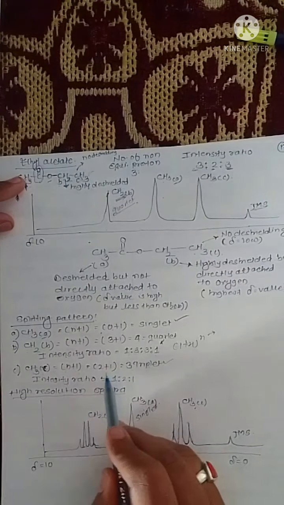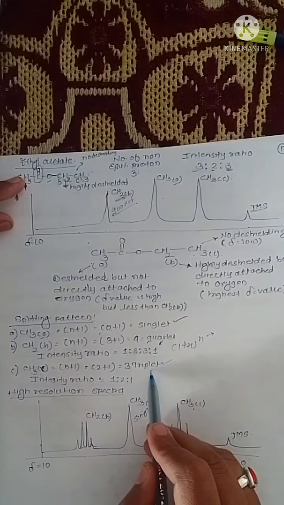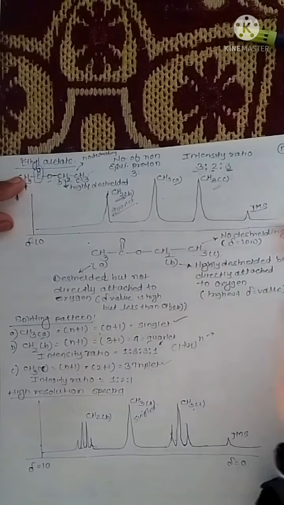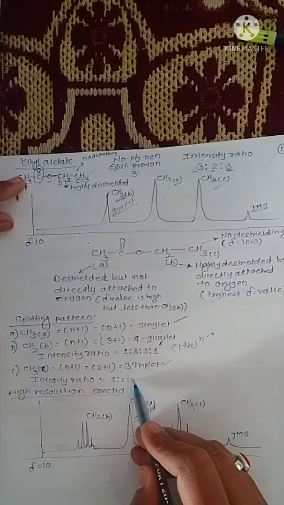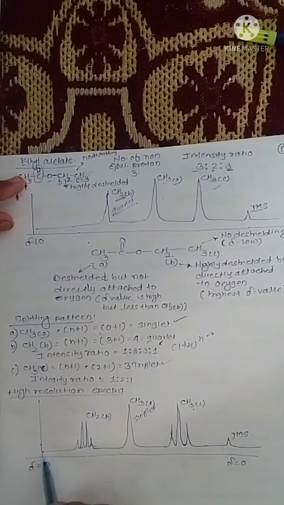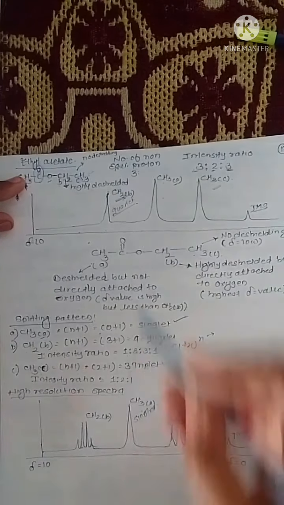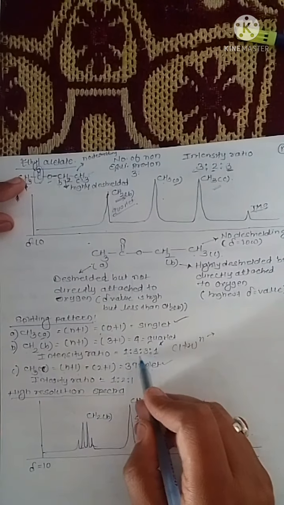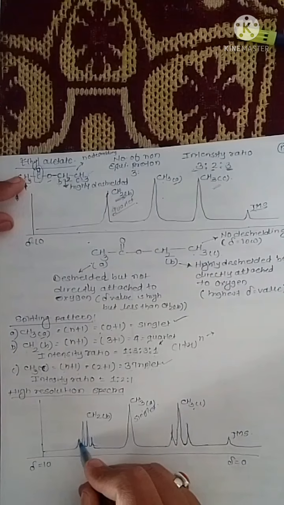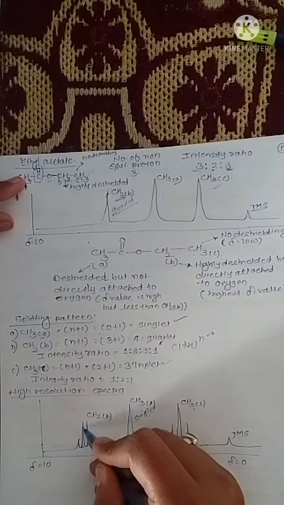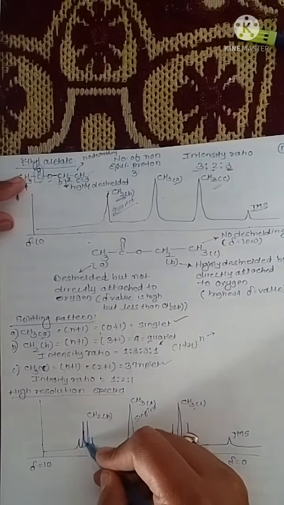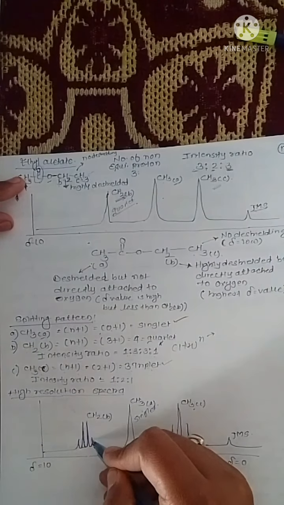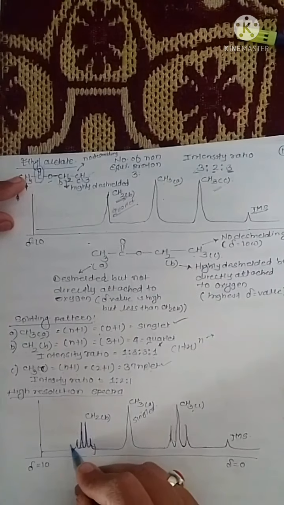So n+1, that is 2 plus 1 is 3, and this peak is basically divided into a triplet, and the intensity ratio is 1:2:1. So we draw the high resolution spectra. This CH2 peak is divided into a quartet in the manner 1:3:3:1. So this peak should be approximately 3 times higher than this peak. This is 3 times, this is 1 time, so it is a quartet.